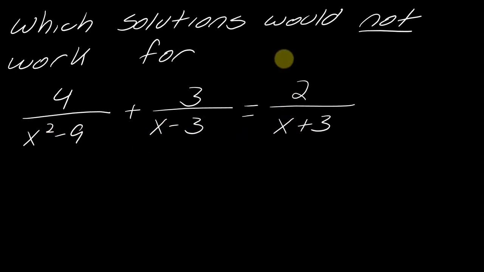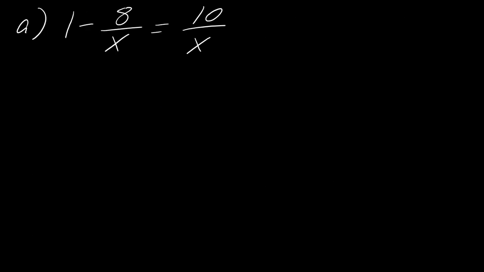So really, there's only 2 solutions that aren't going to work. x equals 3 and x equals negative 3. If you got either one of these solutions, then that would cause a 0 in the denominator, so you would discard it. Okay, so with that in mind, let's keep going with a few more examples now.